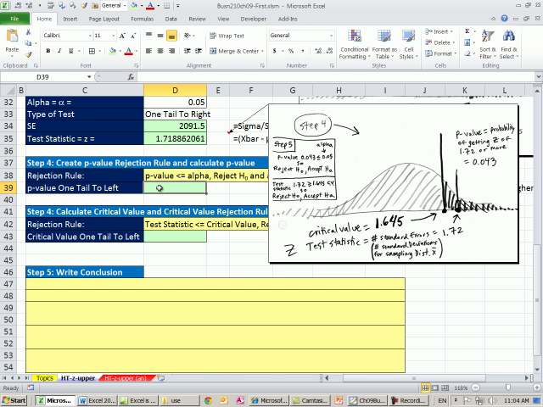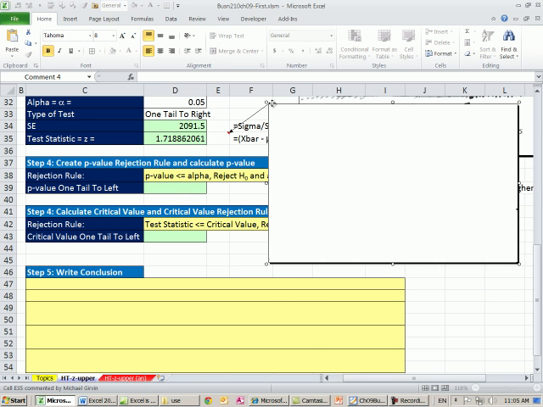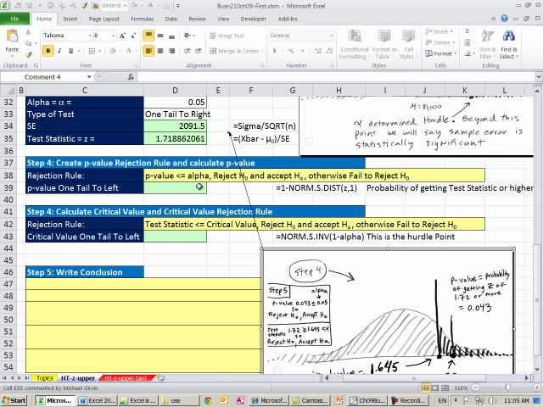All right, step 4, the p-value method. We have our test statistic, and we want to calculate the probability of getting that test statistic or greater, and then compare it to alpha. The rejection rule is very simple. P-value, anytime it's less than or equal to alpha, we reject H sub 0 and accept H sub 1.